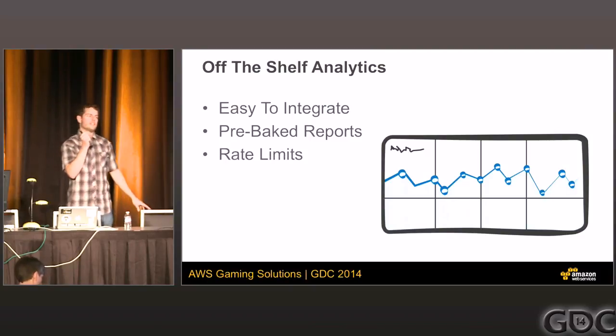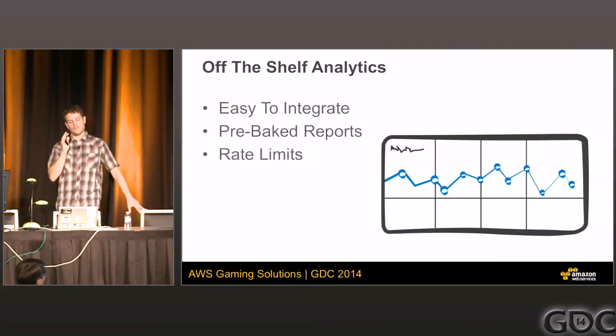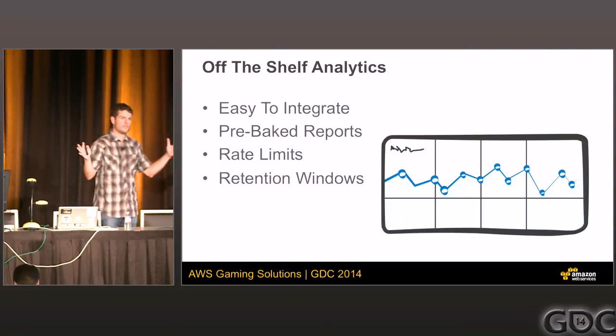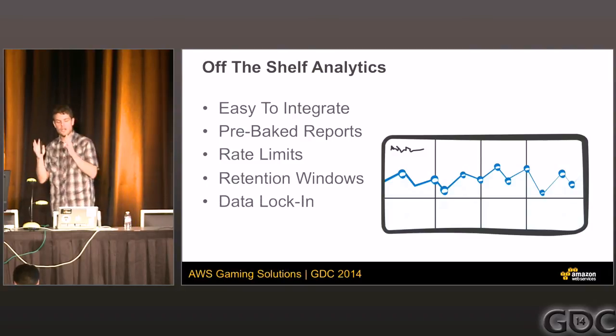What people find is at a certain level, you do wind up hitting limits with rate limits. It's one thing to send a few hundred or a few thousand metrics. If you're a very successful game and you're trying to send tens of thousands of metrics, people can run into issues with that. Retention windows for how long it's going to stay in the system. And then ultimately, your data is kind of stuck in somebody else's system.